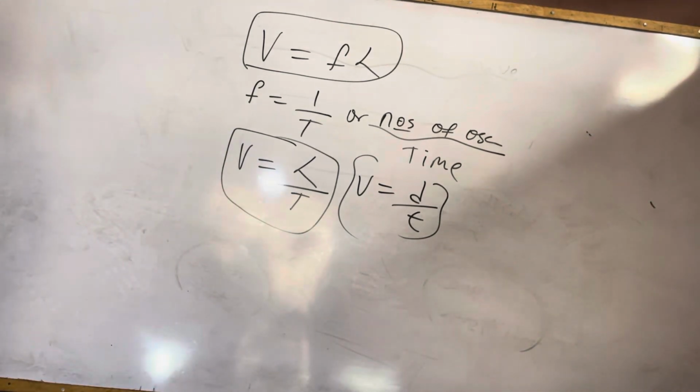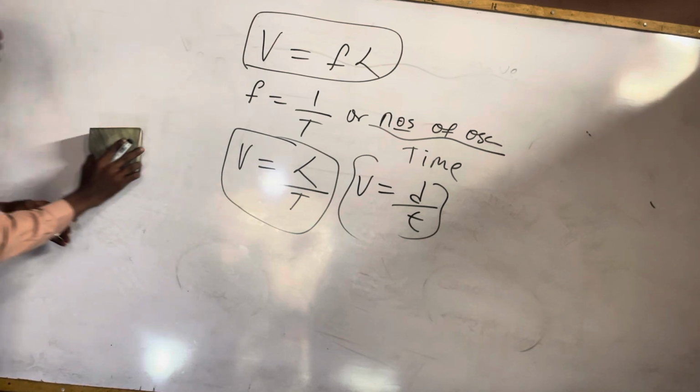Calculative aspect of wave. The frequency of a vibrating source is 450 Hz. It's 450 what?